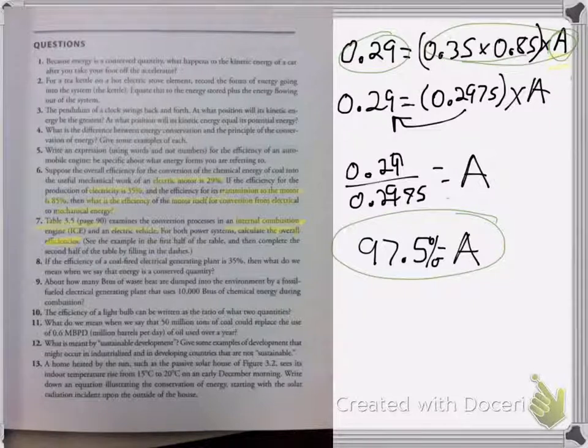So question 7 tells us to look at table 3.5 on page 90, and I have a copy of that on the next screen. And it says the example is a conversion process of an internal combustion engine and an electric vehicle. For both power systems, calculate the overall efficiencies. See the example in the first half of the table.